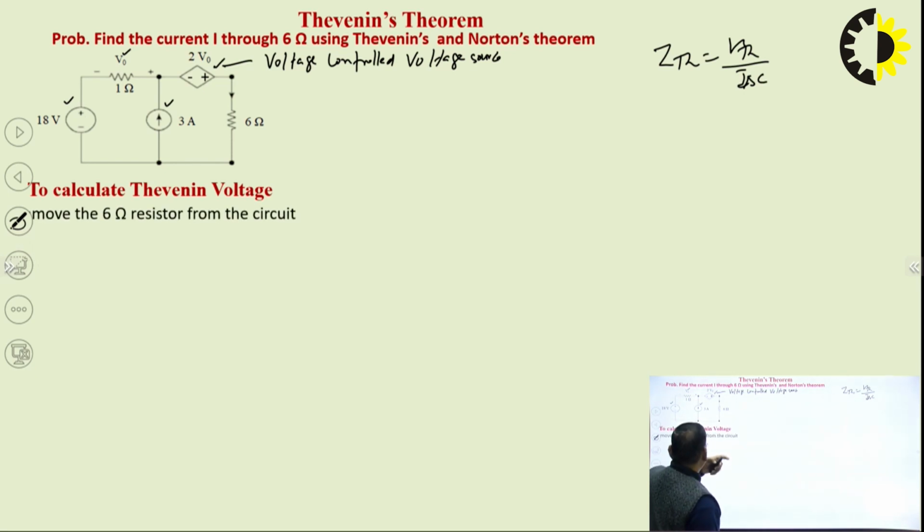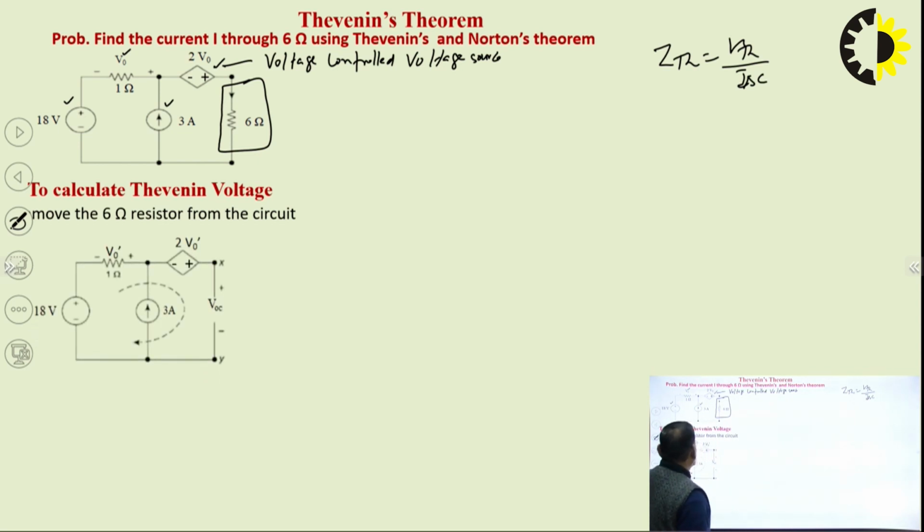To get the Thevenin voltage, just remove this impedance from the circuit, open it, remove the 6 ohm resistor from the circuit. So this is the network. Look at here. Now the circuit is opened. This is 18 volt. If this is V0 dash, then this is automatically twice V0 dash, because the voltage of this voltage source depends upon the voltage of this branch.